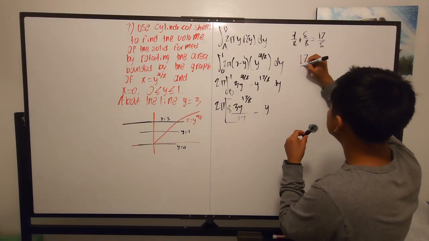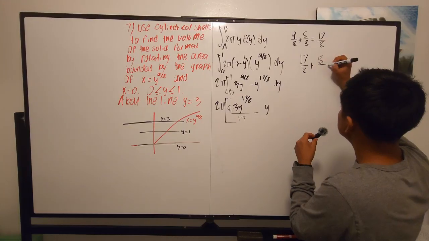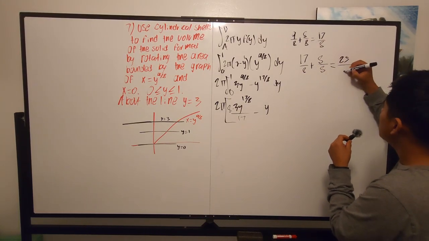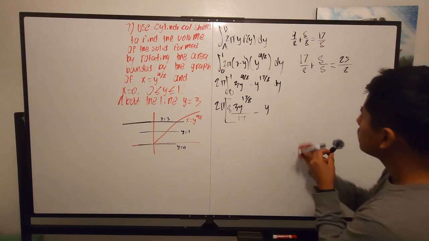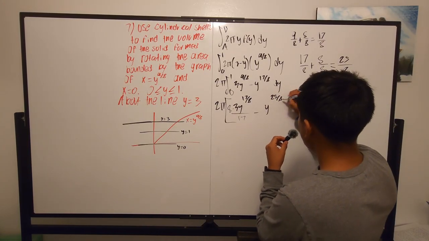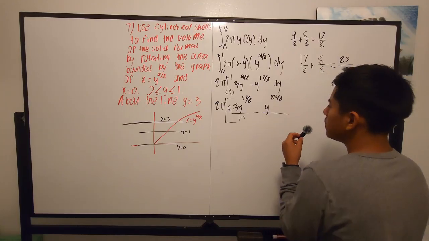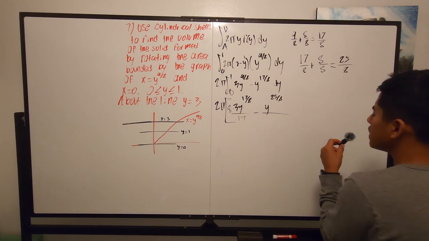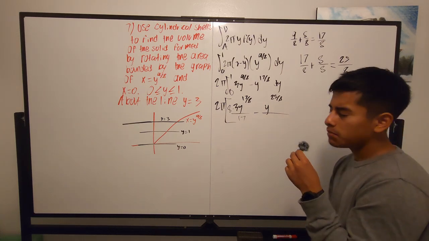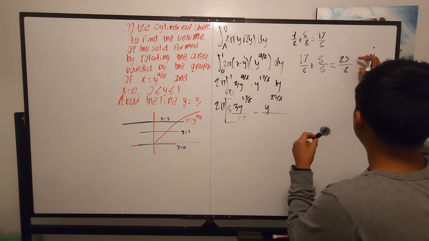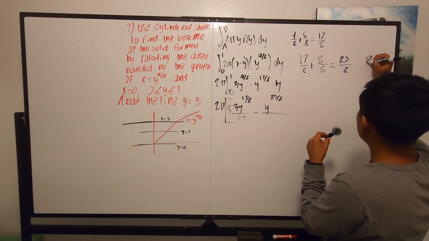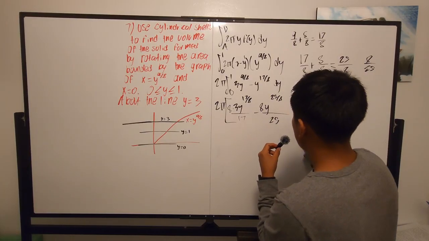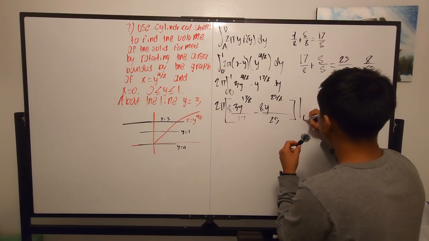We're going to do the same thing. 17 over 8 plus 1, which we can rewrite as 8 over 8. 17 plus 8 is 25, and then 8. So your new exponent is 25 over 8, and you divide by the new exponent now. And like I said again, when we're dividing by a fraction, we're actually multiplying by the reciprocal. I think I forgot to say that over here. So the reciprocal of this would be 8 over 25. So we have 8 over 25, evaluated from 0 to 1.